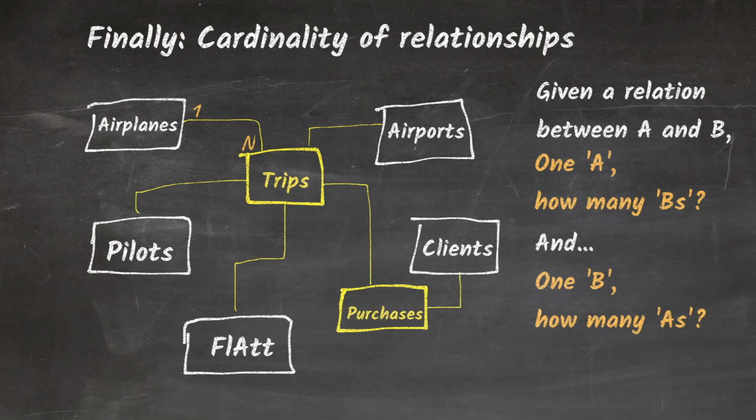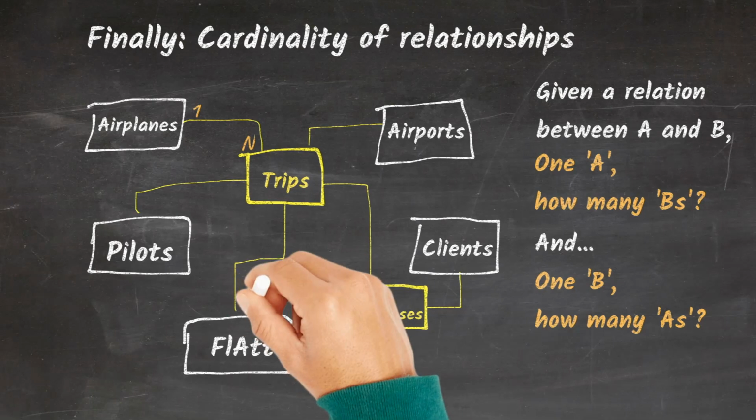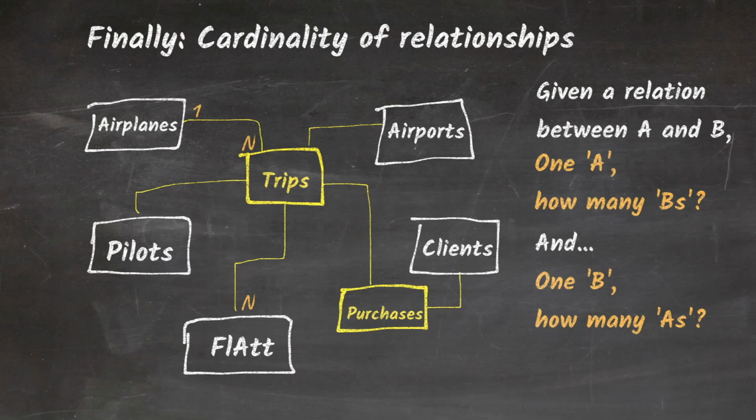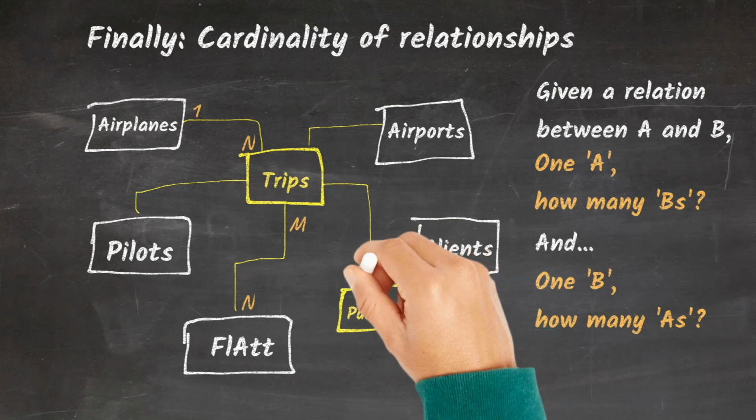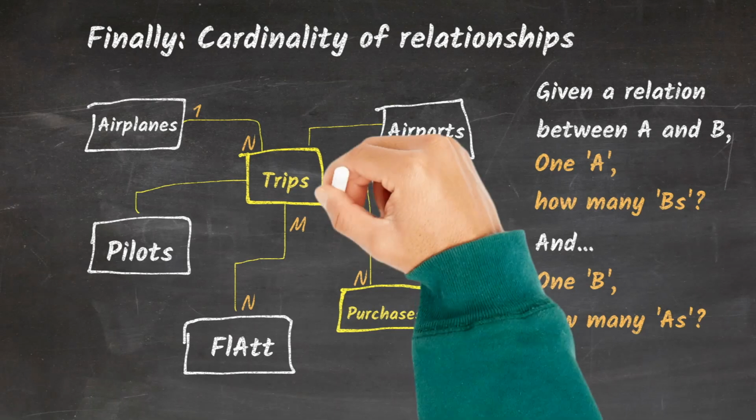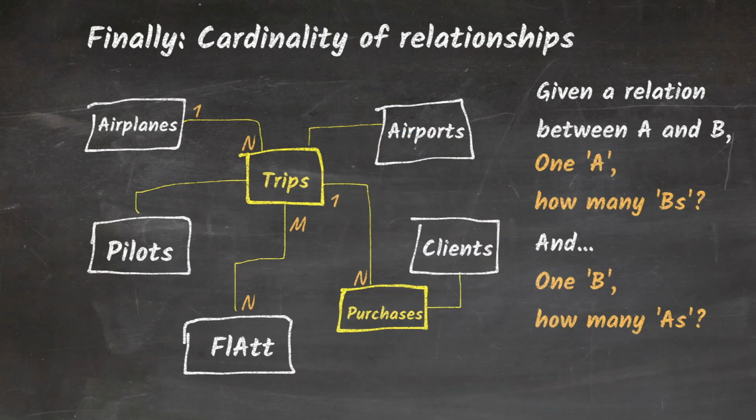A different one. 1 trip, how many flight attendants? Many. And 1 flight attendant, how many trips? The answer is also many. To avoid repetition, we use the letters N and M. Okay, hope you got it. Because we are going to do it a bit faster with purchases, without explicitly making the question. Are you ready? Go. 1 trip, many purchases. And 1 purchase, goes for 1 trip. Also, 1 purchase, 1 client. But 1 client, many purchases. Anytime you feel insecure, you can make the questions to see it better.